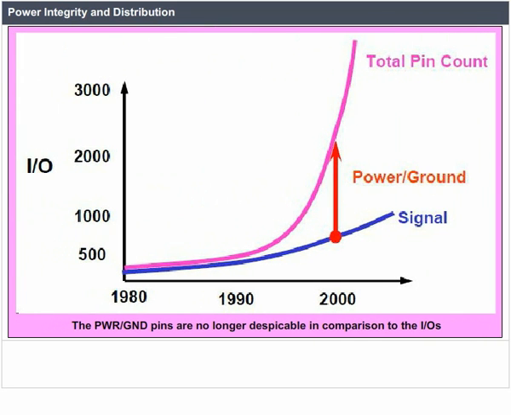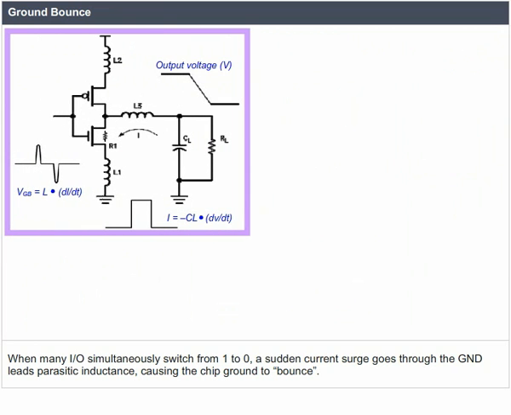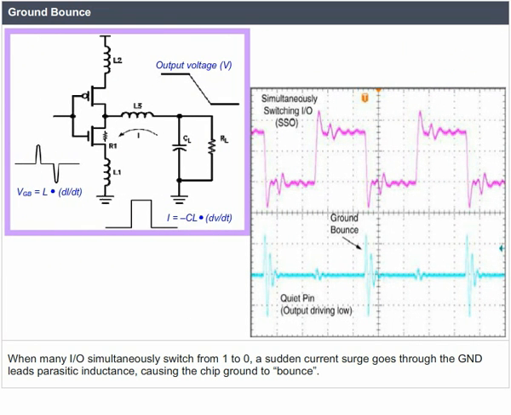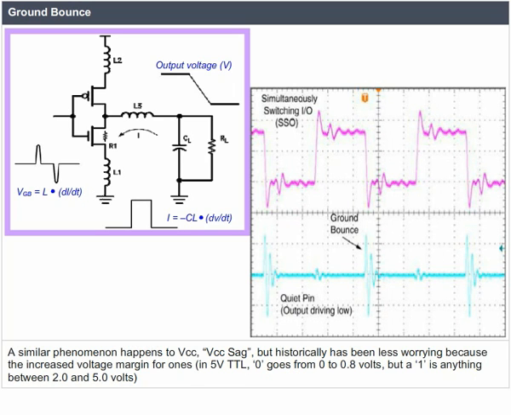Power integrity and distribution. The power and ground pins are no longer negligible in comparison to the inputs and outputs. Ground bounce. When many input-outputs simultaneously switch from 1 to 0, a sudden current surge goes through the GND leads' parasitic inductance, causing the chip ground to bounce. A similar phenomenon happens to VCC sag, but historically has been less worrying because of the increased voltage margin.